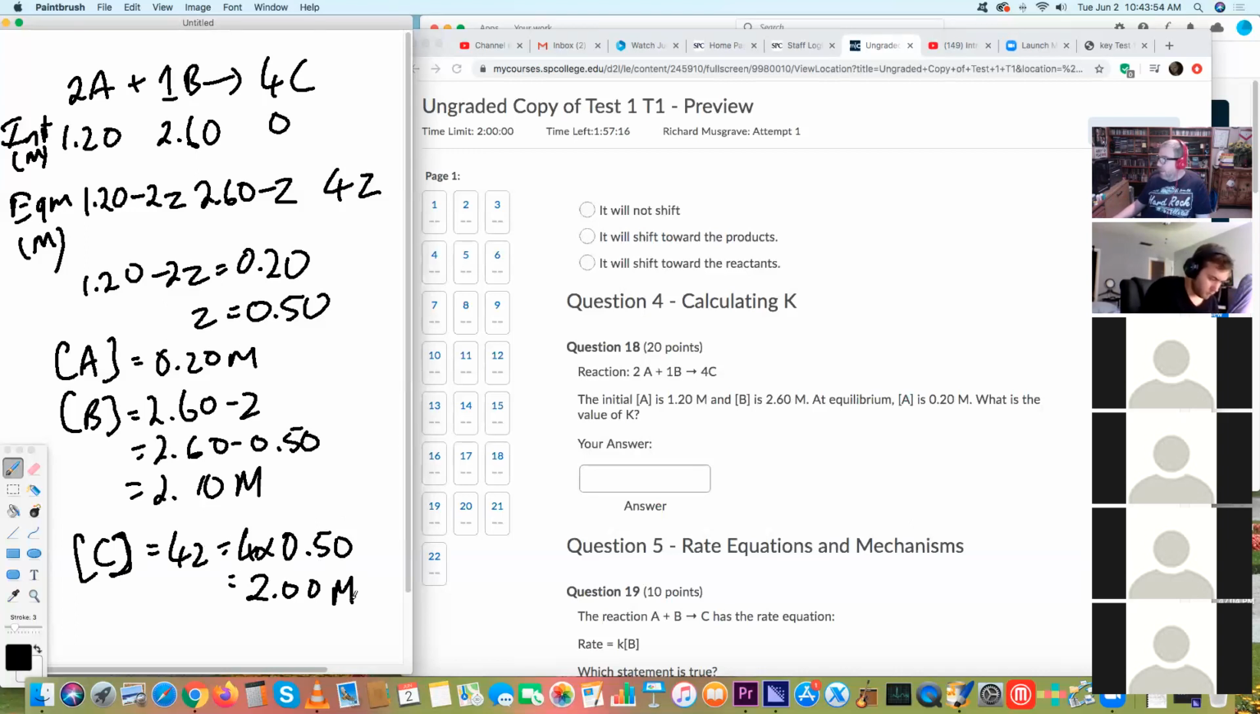We plug that into the K equation, which I will squeeze in down here because I don't want to erase all this. So K is equal to C to the 4th over A squared and B, and we plug all those values in, and that'll give us the K value. Any questions about that?